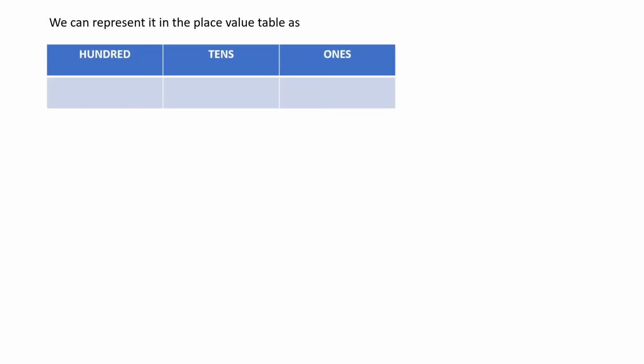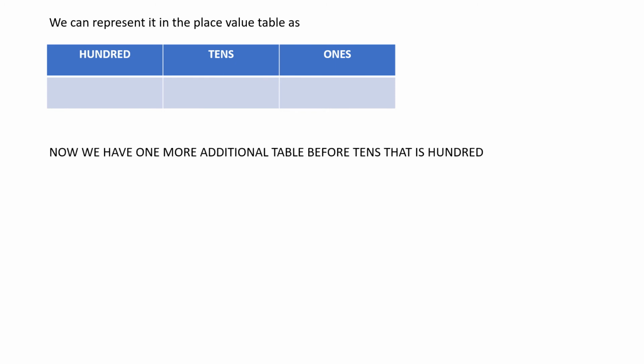So now we are going to represent the three digit numbers according to the place value table. Previously we have learned that in two digit numbers we draw two columns, ones and tens. Now when it comes to three digit numbers, one more column is added to the left side of the table, and that column is called 100. The third digit is added there.